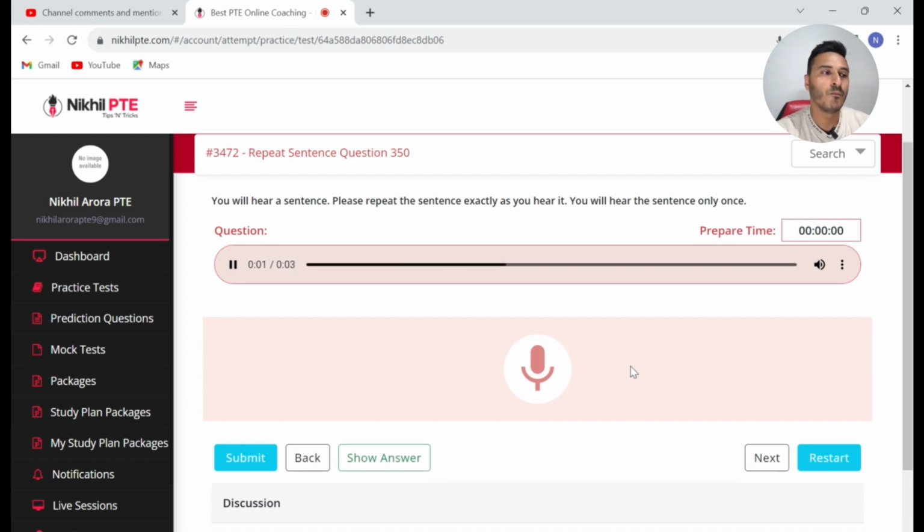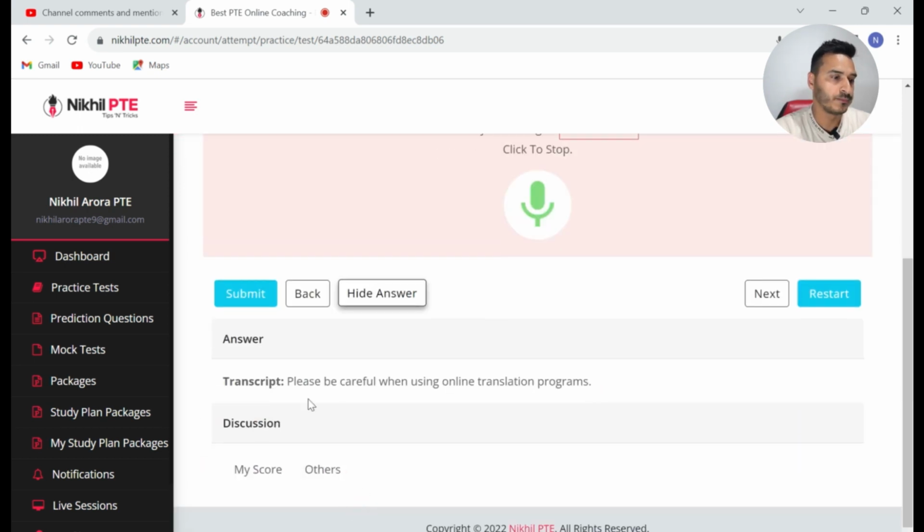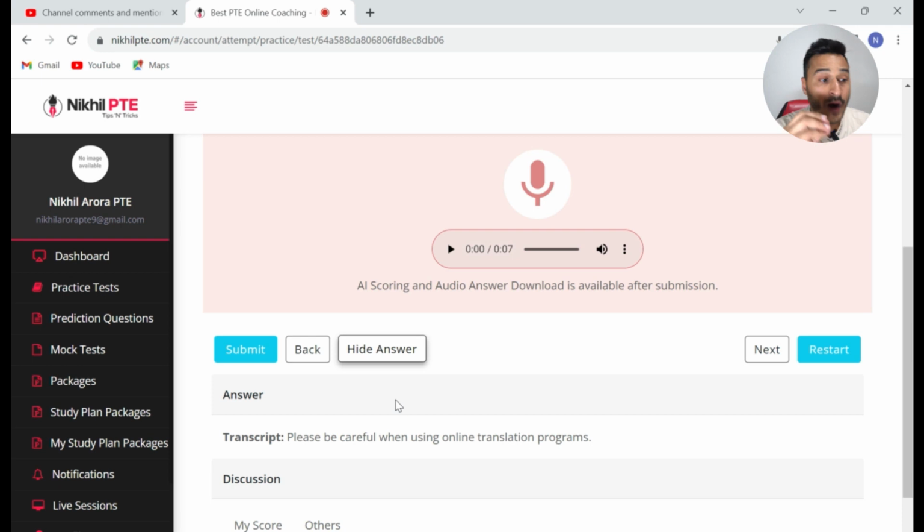Please be careful when using online translation programs. Please be careful while using online transactions program. Instead of translation, I said transactions. And instead of programs, I said program. Not a big deal. And I was using while, I think, instead of when.